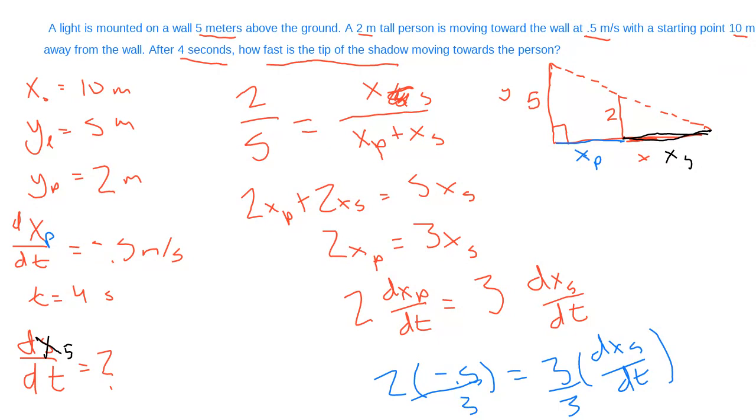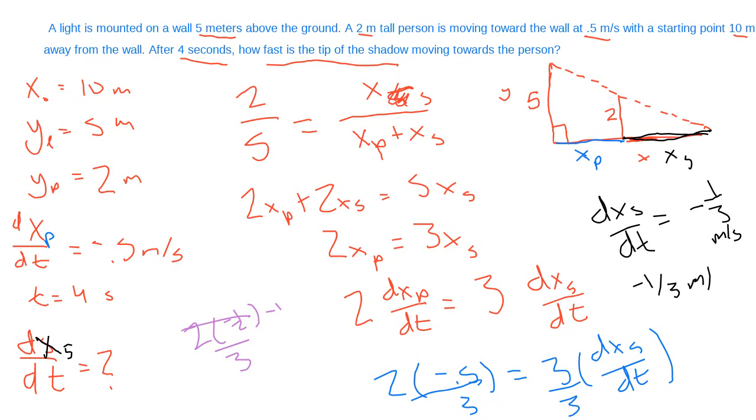So over here we get 2 times negative 1/2 over 3. This cancels out to negative 1, so therefore we can say that dxs over dt is changing at negative 1/3 meters per second. Let me move that over here and clean it up. Now, since it indicates it's moving towards the person, we can even just say 1/3.